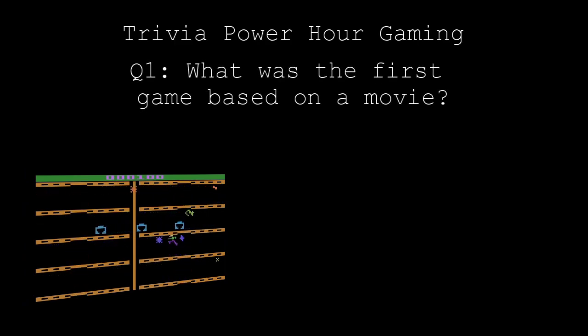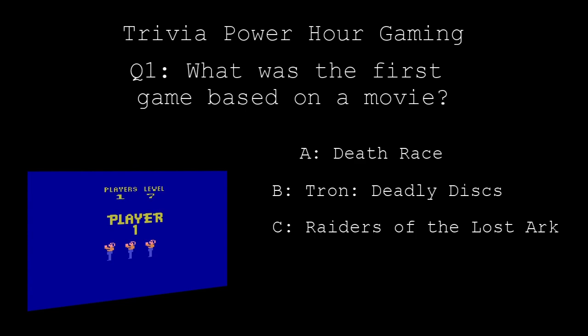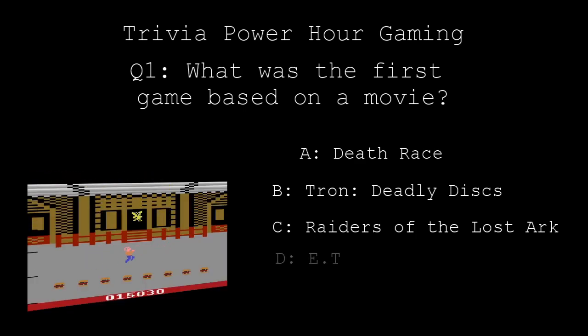Question number 1. What was the first game based on a movie? Was it A, Death Race, B, Tron Deadly Discs, C, Raiders of the Lost Ark, or D, E.T.?